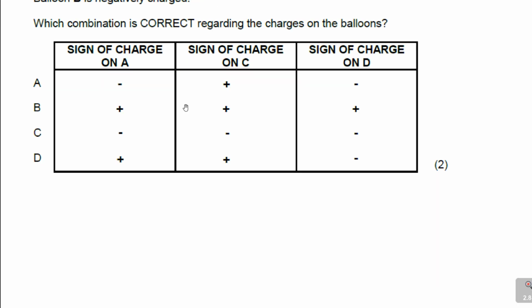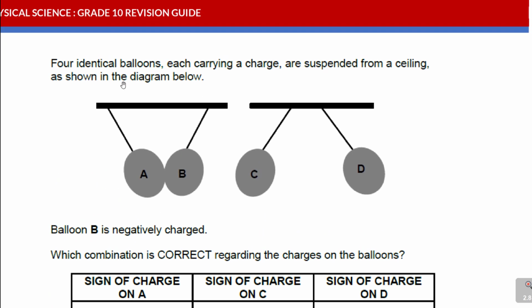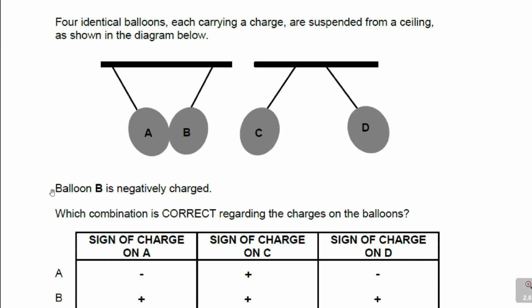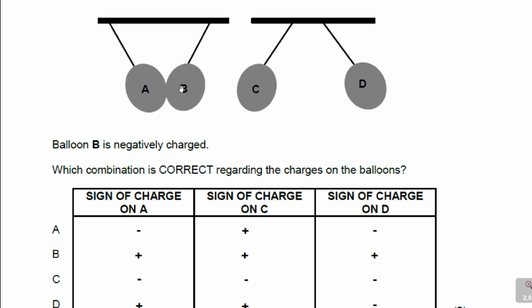So this is how you analyze some of these questions. Look at this multiple choice. 4 identical balloons, each carrying a charge, are suspended from a ceiling as shown in the diagram A, B, C, D. Balloon B is negatively charged. Look at this. Balloon B is negative. Now, if balloon B is negative, and you can see that this is attraction, they are moving towards each other. Do you see this?